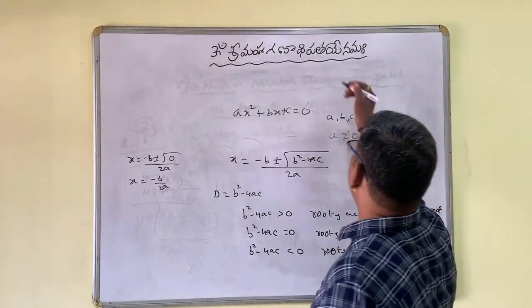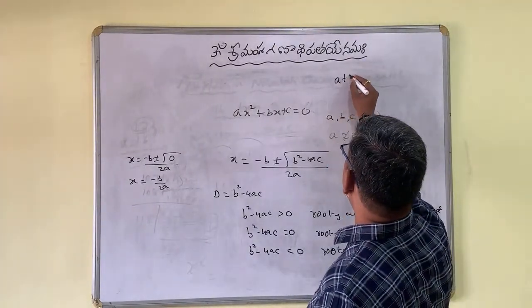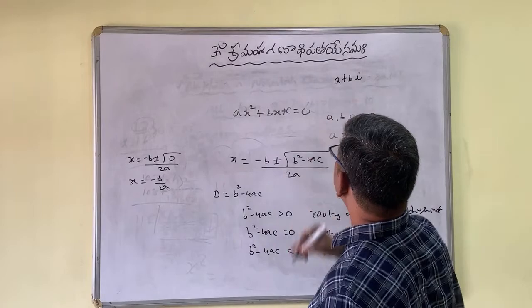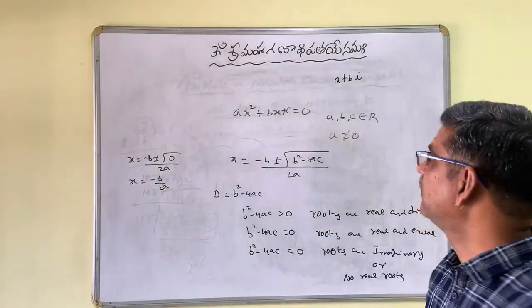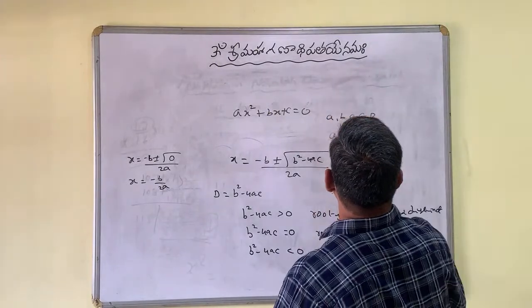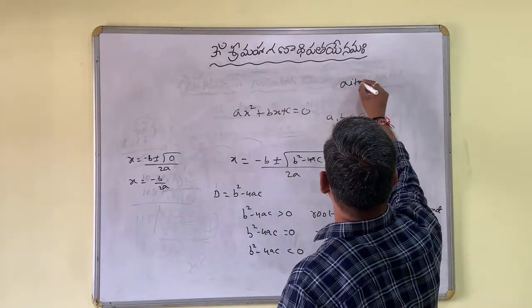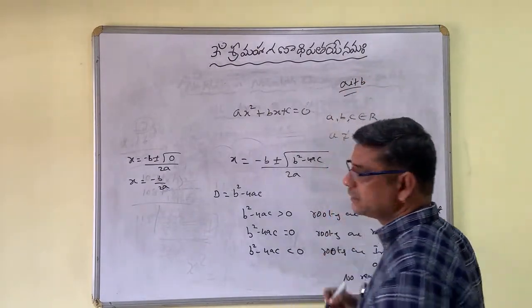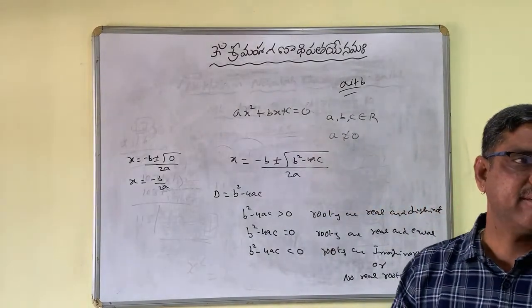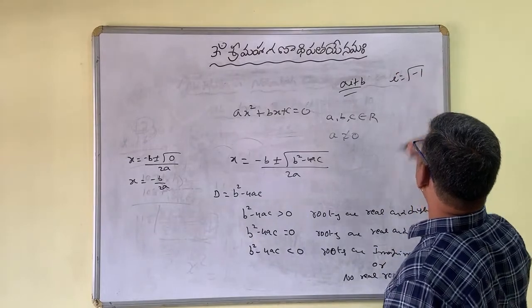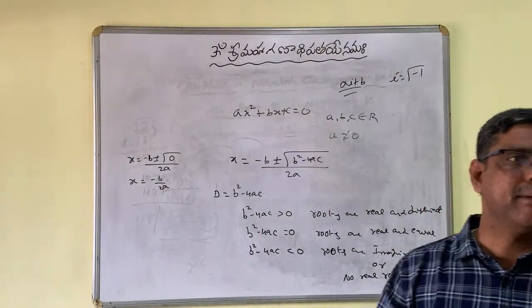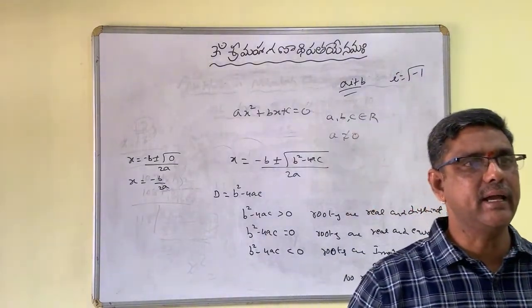The general form of an imaginary number is a plus bi, or ai plus b, where i is root over minus 1. I అనేది అక్కడ imaginary number. I అంటే imaginary.